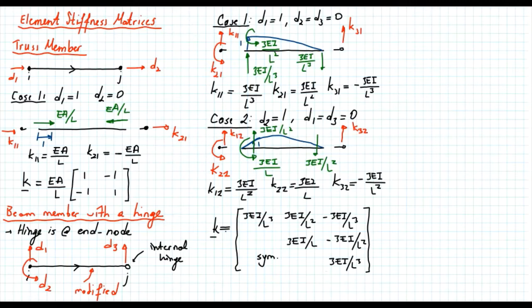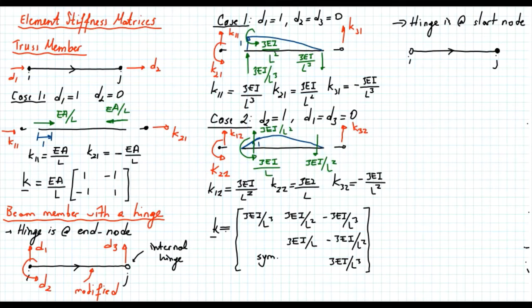Let's continue. I can have a beam this time with a hinge at the start node. Let's work on that too. Hinge is at start node. Let's draw the member this time. The hinge is at the start node. I'm showing it this way. End node. This is joint I. This is joint J.